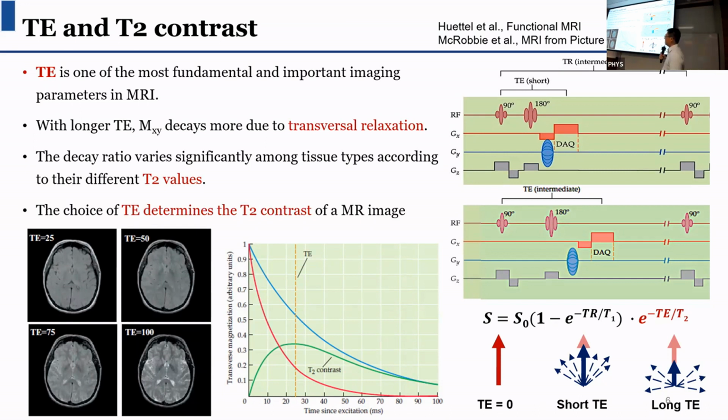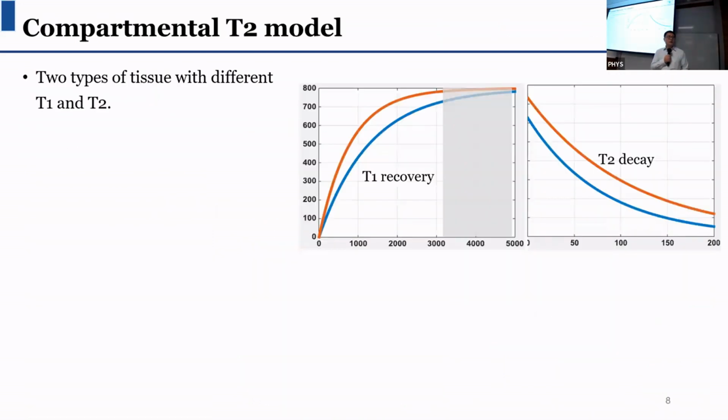I'll give you a simple example. You fix the TR time here, but you change the TE time, for example from TE equals 25 milliseconds to 100 milliseconds. You can see how the image varies. So this is how the T2 weighting changes according to our TE time. This is very basic, and we can just start from here.